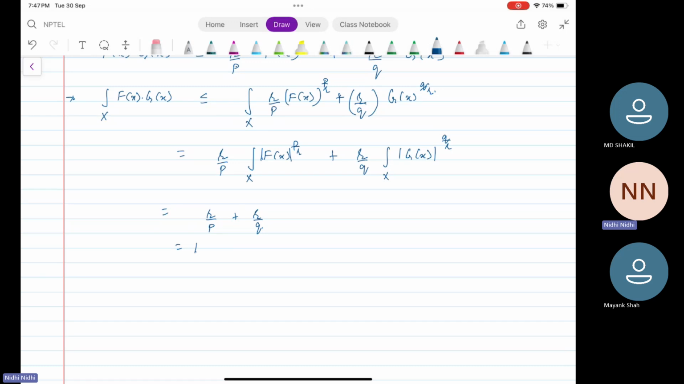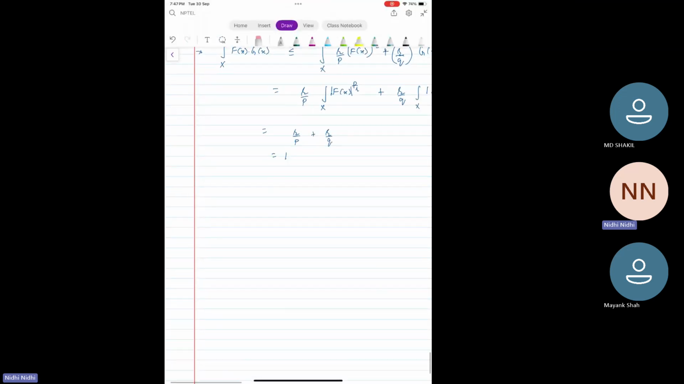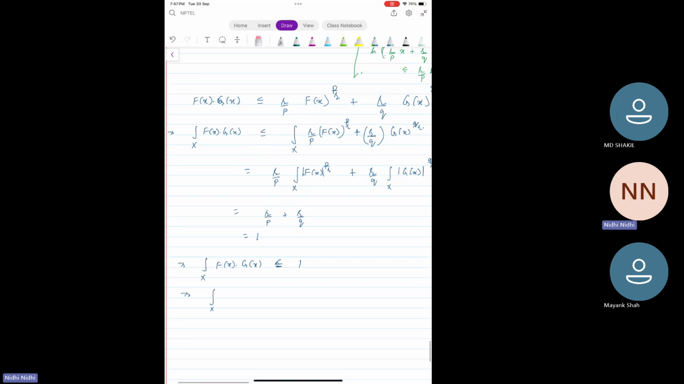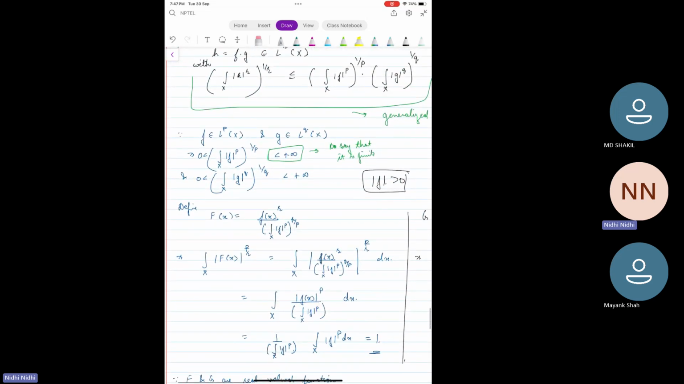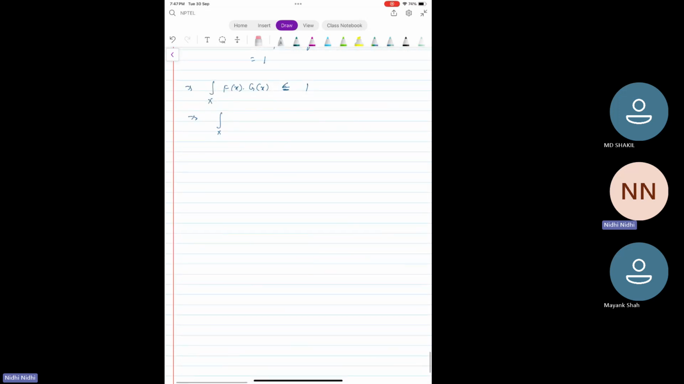Now let's get back to how we define this capital F and capital G. This implies the integral over x of f(x) g(x) is less than or equal to 1. Capital F is f to the power r upon the integral of mod f to the power p, whole to the power r by p.